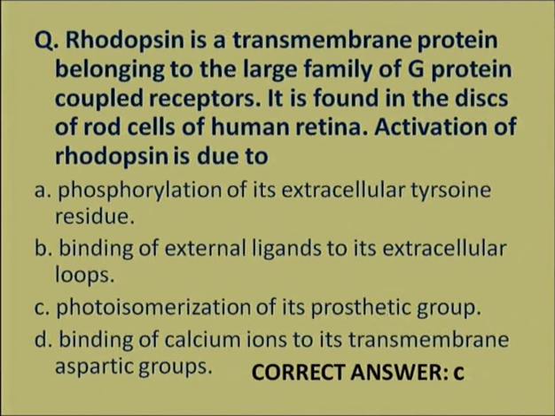Option A, phosphorylation of its extracellular tyrosine residue. Option B, binding of the external ligand to its extracellular loop. Option C is photoisomerization of the prosthetic group, and option D, binding of the calcium ions to the transmembrane aspartic groups. Actually, when we see the entire pathway where rhodopsin is involved, it is the photoisomerization of the prosthetic group, because it is the light which will serve as a ligand.